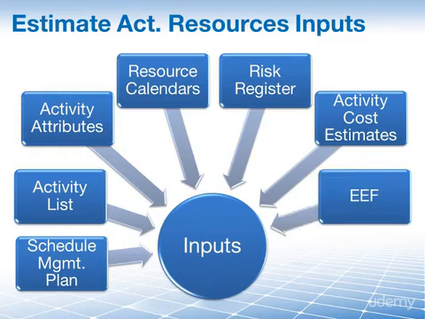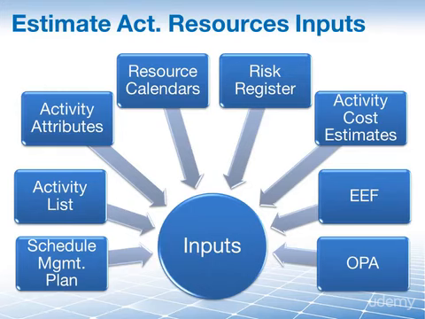Enterprise environmental factors such as resource availability, location, and skills can influence our resource selection. And then the organizational process assets at the end can influence or impact resource use. The most common examples are policies and procedures that address staffing, the rental or purchase of material, equipment, and supplies.